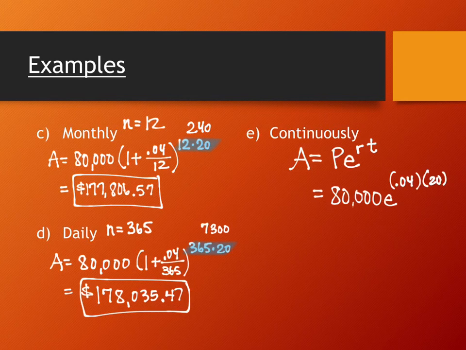Just like before, though, it will be much cleaner and easier to work with in your calculator if you go ahead and find the exponent's value first. What is 0.04 times 20? 0.8. So my exponent that we would enter, and I would do it that way anyway, is 0.8, so that I don't have any issues with the calculator's order of operations. So 80,000 e to the 0.8.